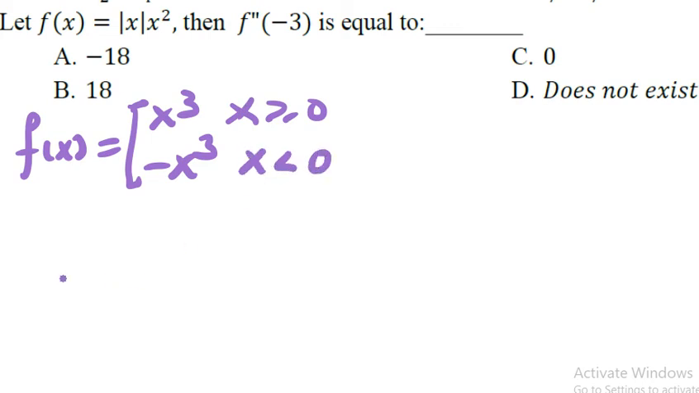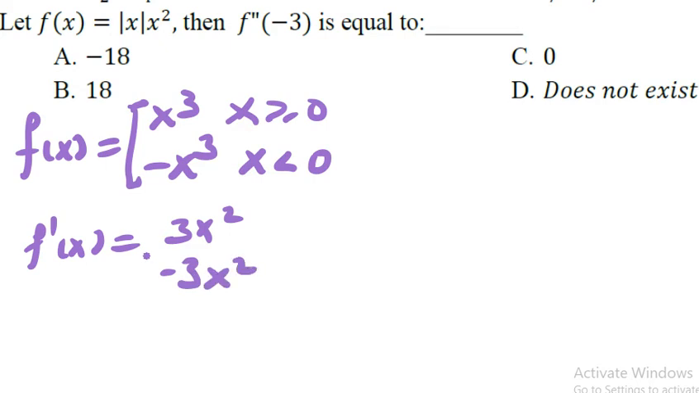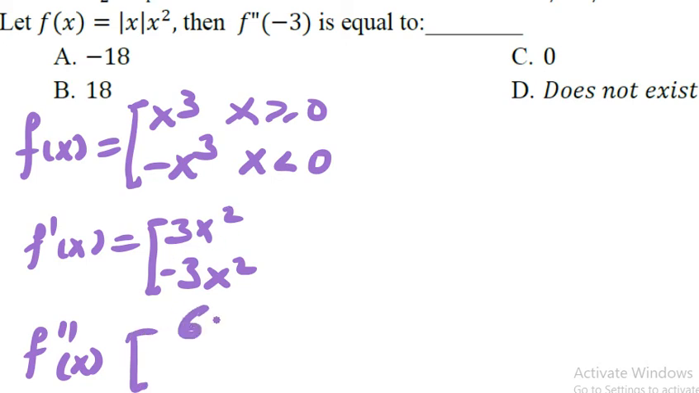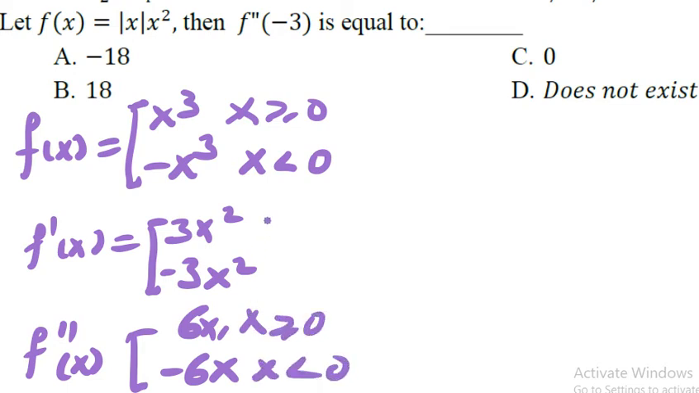Now derive it. The first derivative will be 3x squared and negative 3x squared. You are going to derive each of them. And the second derivative, in the same manner, you derive each of them. So it will be 6x or negative 6x, each of them for x greater or equal to 0 and for x less than 0.